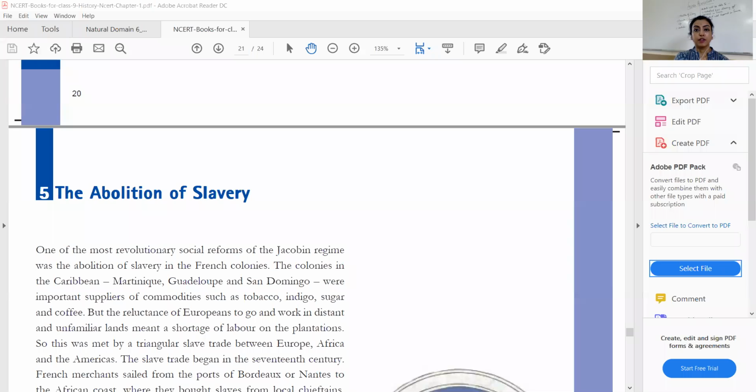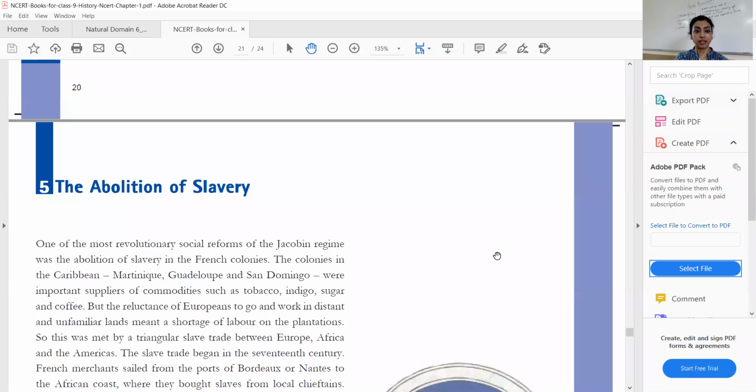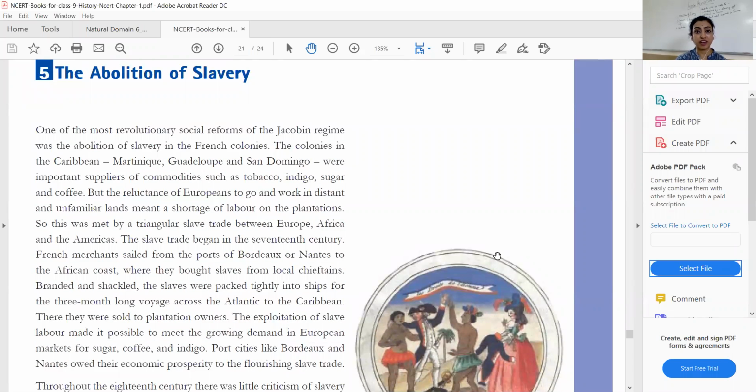So, the abolition of slavery. We all know that slavery was very much prevalent at a certain point of time. There was bonded labor, human trade. People were sold in the name of slavery. So let's see how this slavery came to an end.